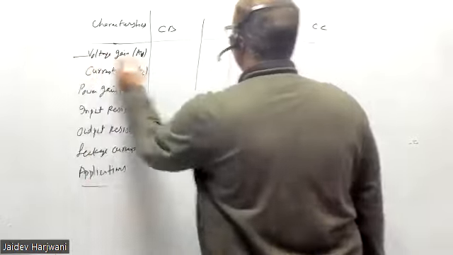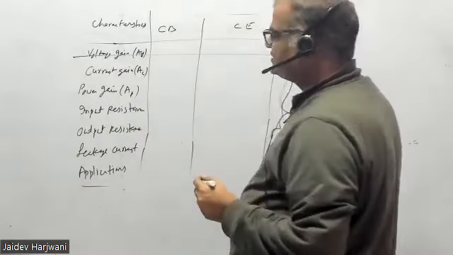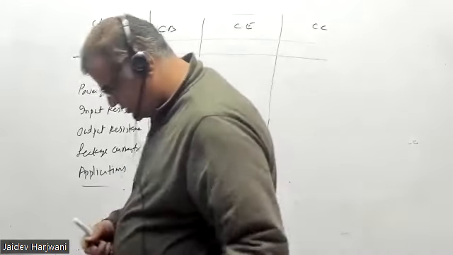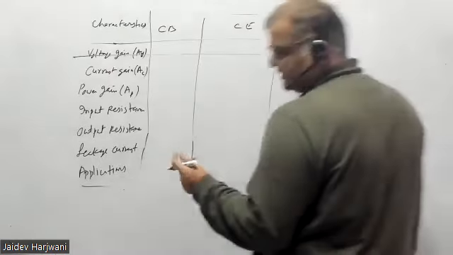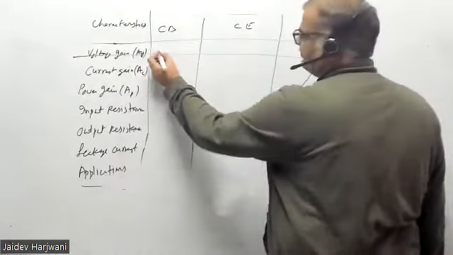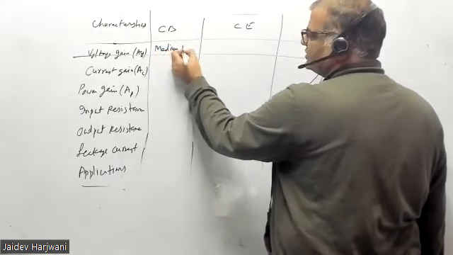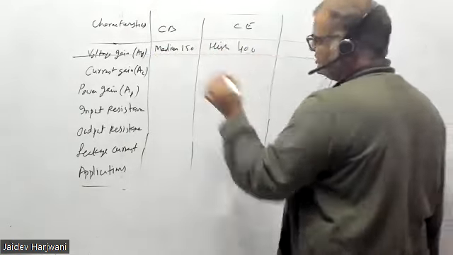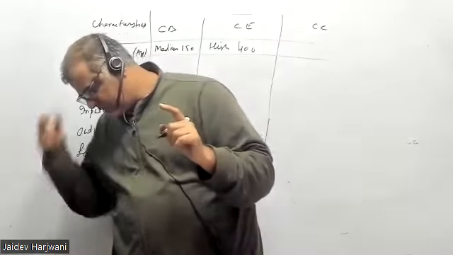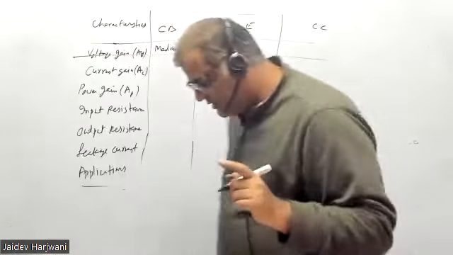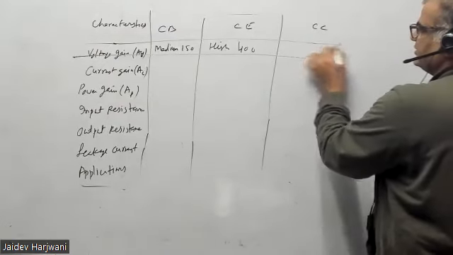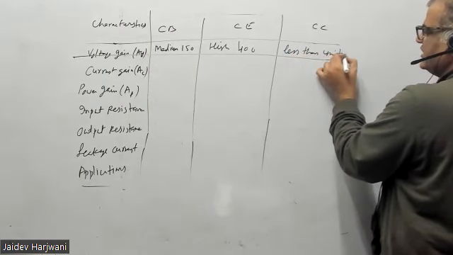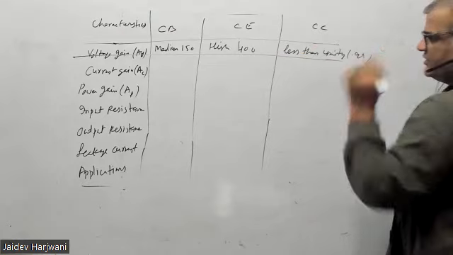If you talk about the voltage gain, it is highest in which configuration? CE. So the voltage gain value here is medium, here medium. Now your values can change. Here high is around 400. These values are nothing, just for comparison: which is higher, which is less. And the voltage gain here is less than unity, very less. That is not required. That's why we didn't discuss this one.